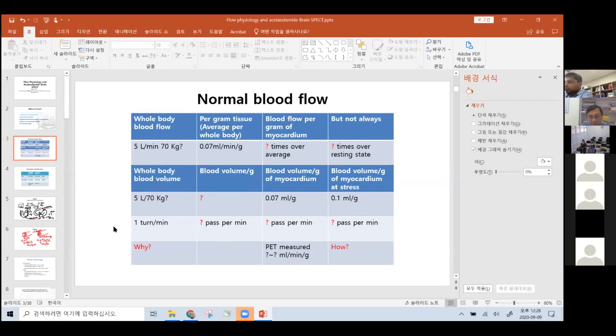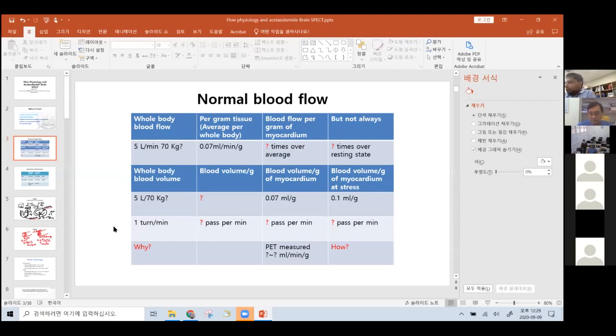And then afterward, it is just an arithmetic problem. We make images for the brain perfusion or the myocardial perfusion. It is going to give milliliter per minute per gram of tissue, or per voxel. That kind of information is presented on the screen and on printouts, or given to them. So the next question was the per gram tissue, whole body blood flow, average per whole body.